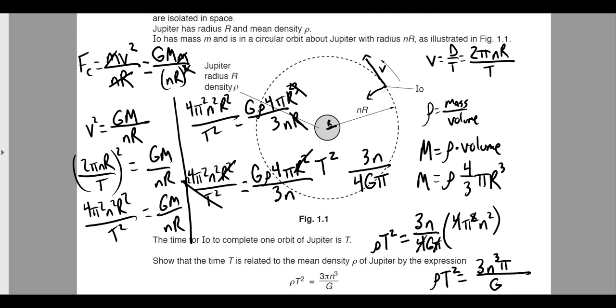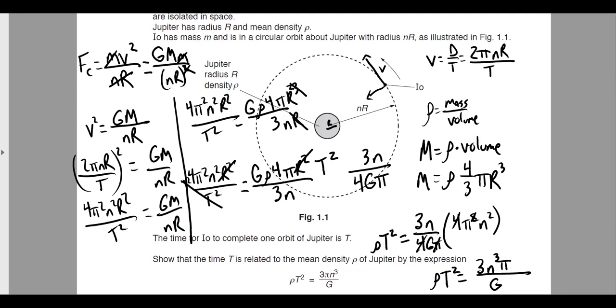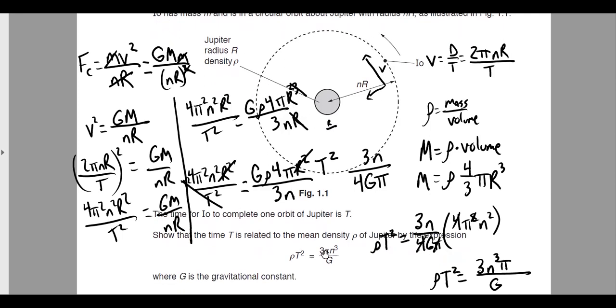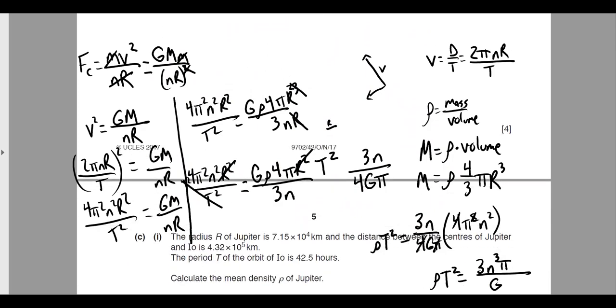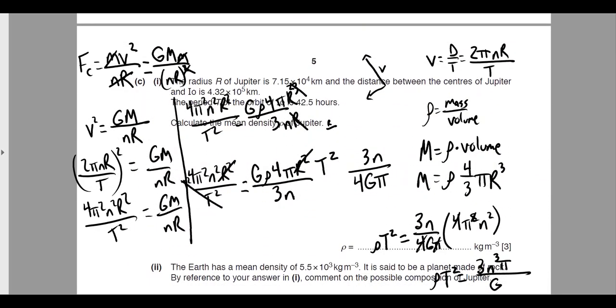And that certainly agrees with this over here. You can write the pi in whatever order you want to. So rho t squared equals 3 pi n cubed over G, the same thing that we get when we just consider circular motion, spherical objects expressed in terms of the variables that they present. So nice, those are 4 marks right there for that bit of work.